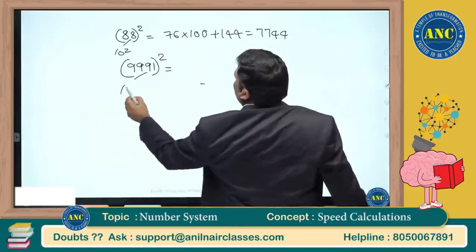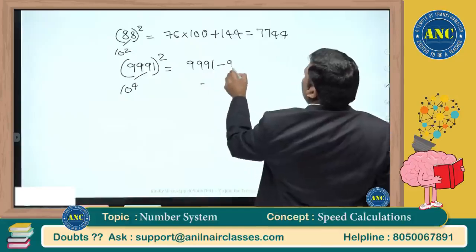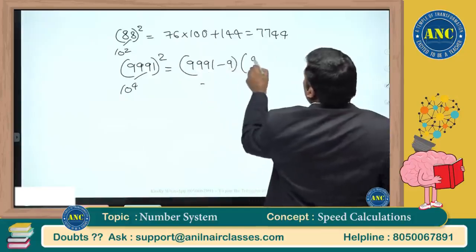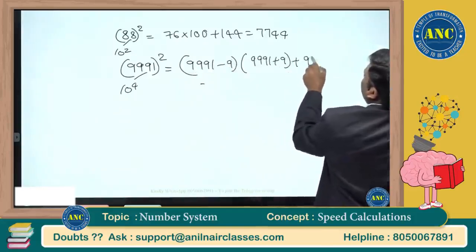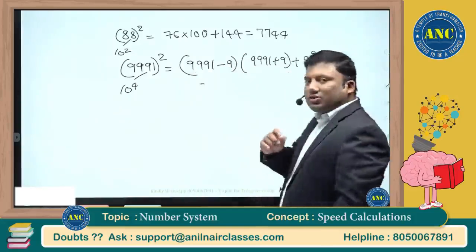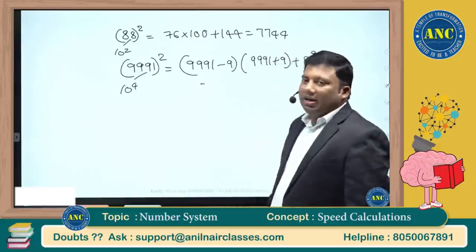It is nothing but 10 power 4. So 9991 minus 9 into 9991 plus 9, plus 9 square. I hope the idea is clear, everybody.